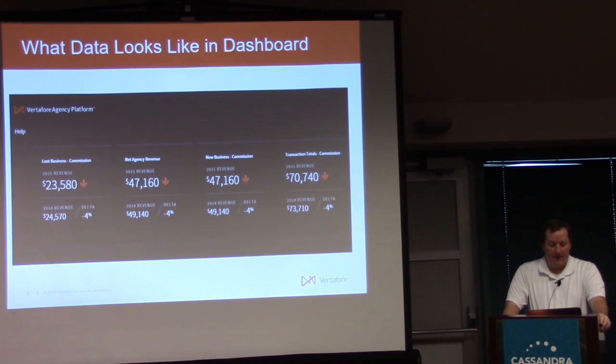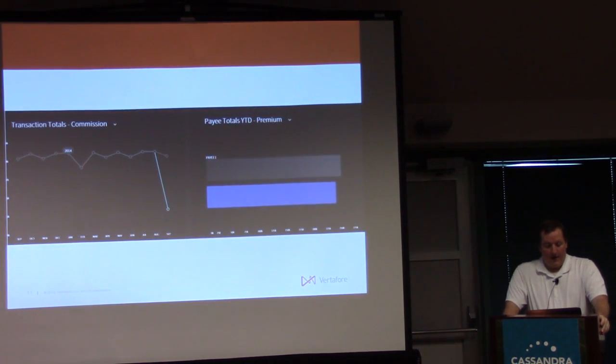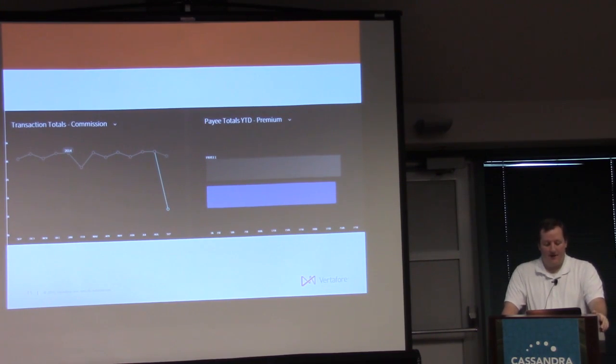So each tile has a corresponding panel which will present more in-depth data. As we see here, we've got a net agency revenue over a 24-month period, with the 24 months being side by side, so they can look at this June compared to the previous June. Other metrics like new and lost business give them indicators of how their sales pipeline is doing. And we've got total transaction totals and a payee total, so they can see at a high level which carriers are driving most of their business. These are all metrics that an insurance company would be interested in knowing. So this is an example of the data we anticipated needing to provide.